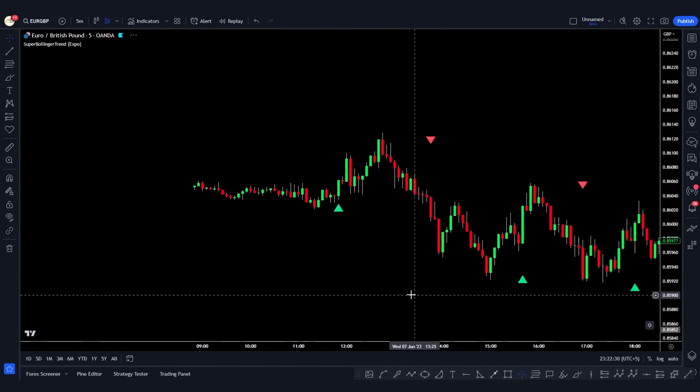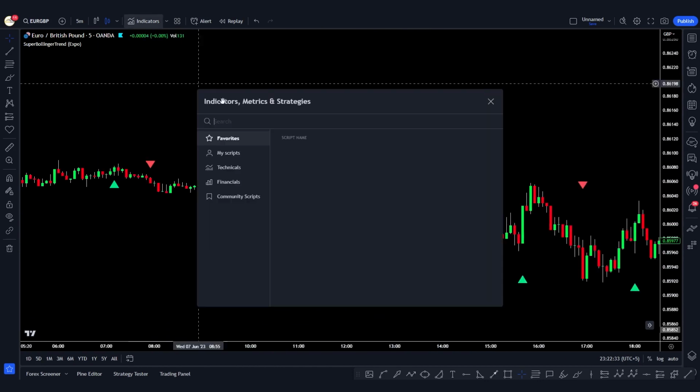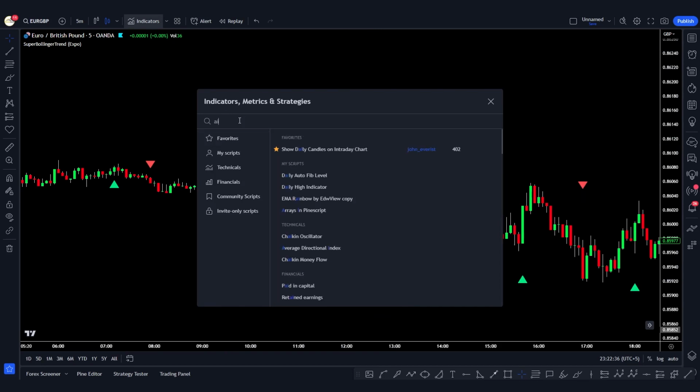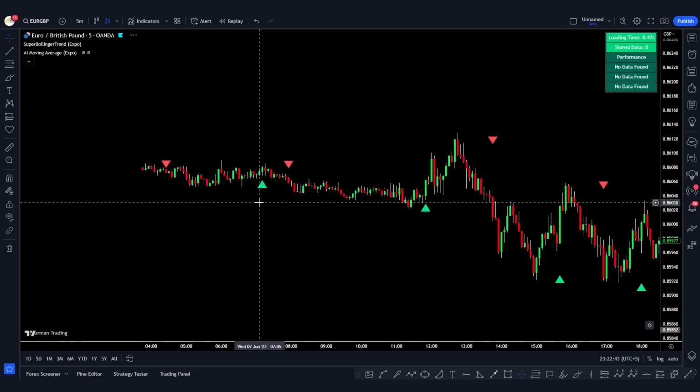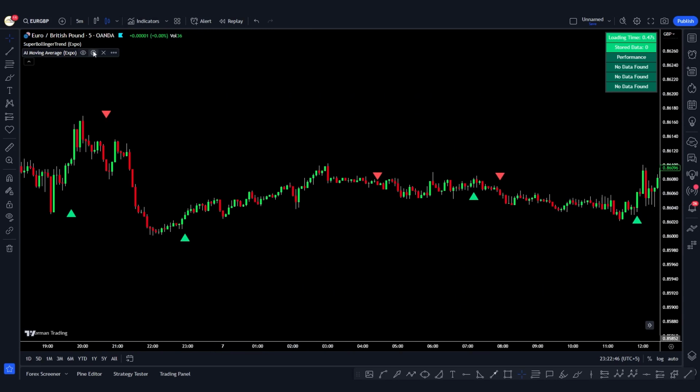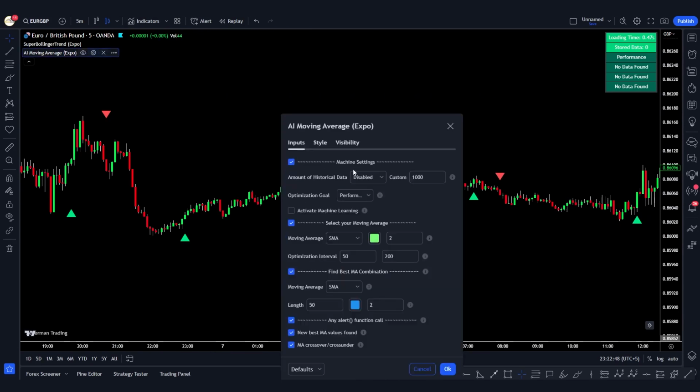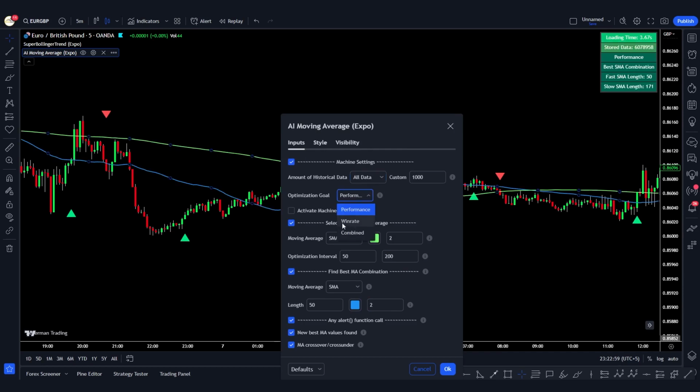So in order to optimize this, we're going to use another indicator, that is the machine learning moving averages indicator. So we're going to search for AI moving averages, and we're going to add this one by Zerman to the chart. Now once this indicator is added, we're going to go ahead and change its settings. First of all, inside the inputs we're going to change the amount of historical data to all data. And also we're going to optimize our goal, because here we want to look for more win rate. So we're going to optimize our moving averages to the win rate, and also we're going to activate the machine learning and change the length of the fast period EMA from 50 to 20.